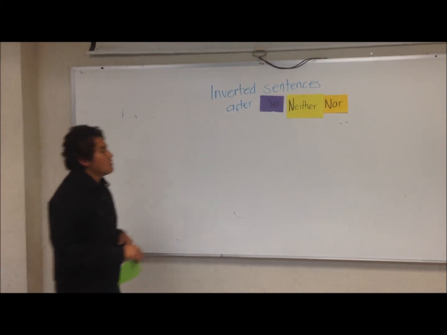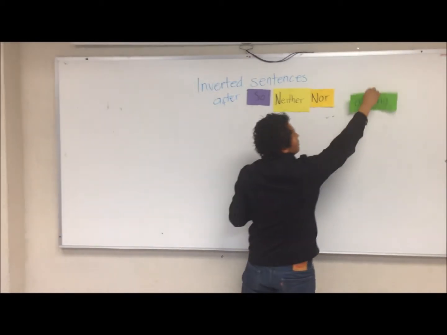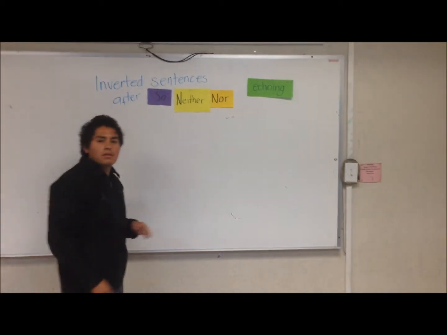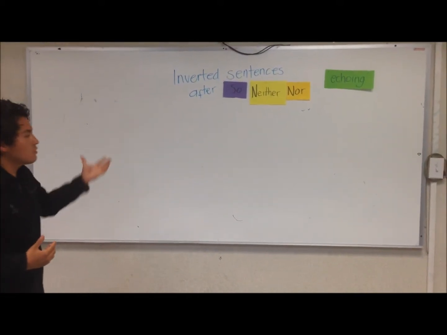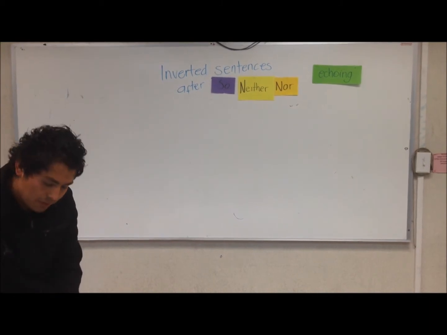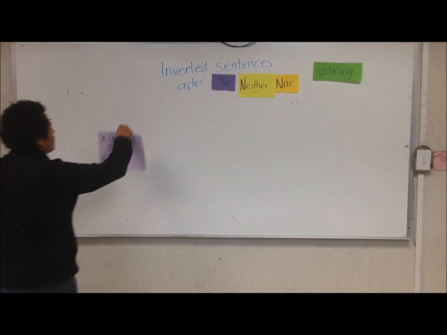Okay, now we are going to see inversion after the words so, neither, nor. These are used in echoing statements or agreeing or disagreeing. Okay, so we are going to go straight to the point, and we have an example here.